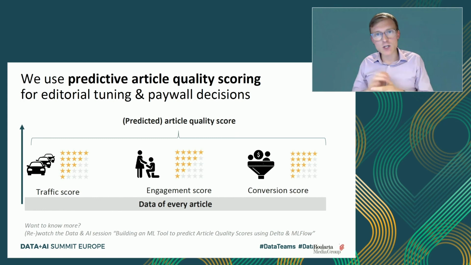And by just making some modifications, we can, for example, increase the traffic score, or increase the engagement score. And if you would want to know more, I really would encourage you to rewatch the specific data and AI session that we have as part of this conference, which passed this morning, and which is building an ML tool to predict article quality scoring, as presented by my colleague Ivana.